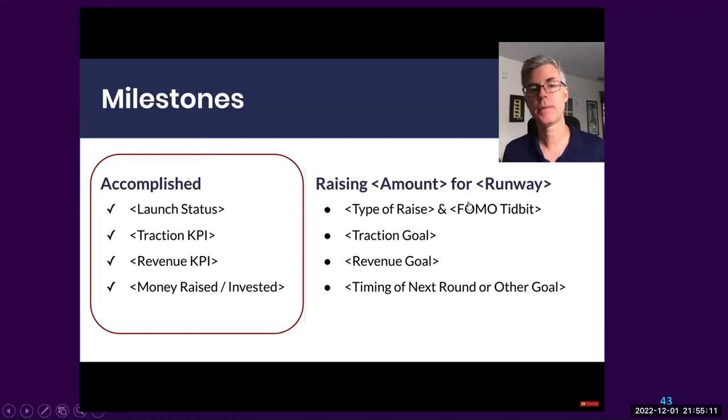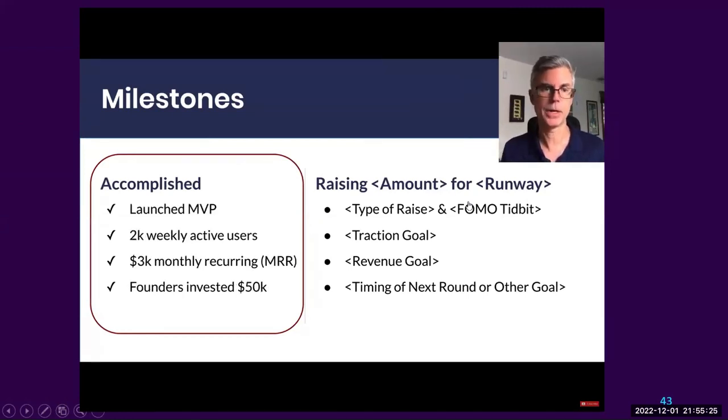We might have a revenue KPI. A KPI is a key performance indicator. So where are we in terms of revenue, and how much money have we raised or how much money have the founders invested? Investors always love when founders have put their own money in. So that's the left side, and you definitely want to talk about that.